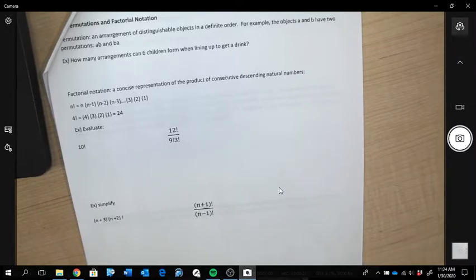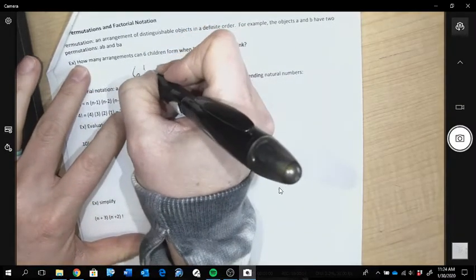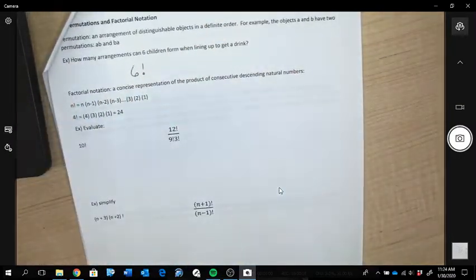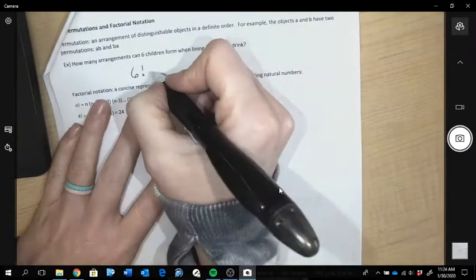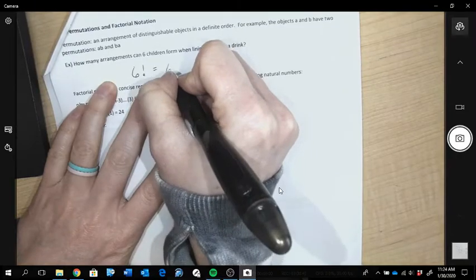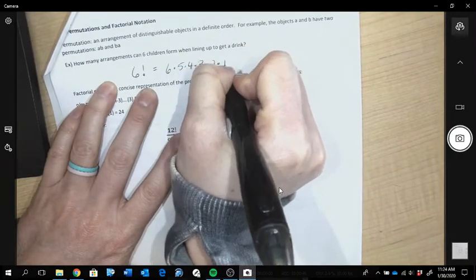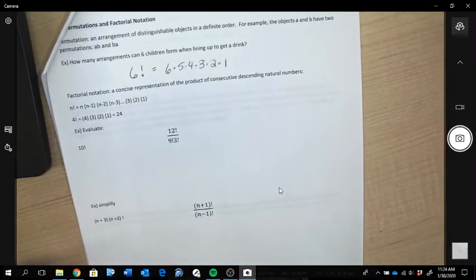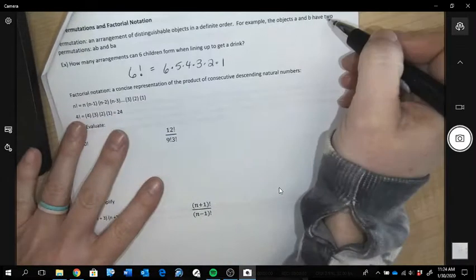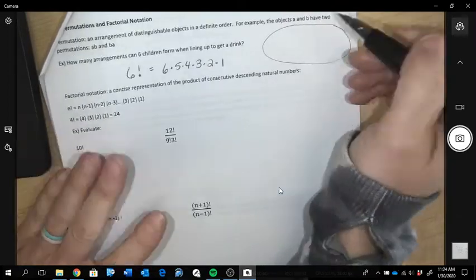So how many arrangements can 6 children form when they're lining up to get a drink? Okay, so we're going to talk about factorials. So this is 6 factorial. So what is a factorial? It just means that this expanded would be 6 times 5 times 4 times 3 times 2 times 1. I'm not going to do that one by hand because it's too large.